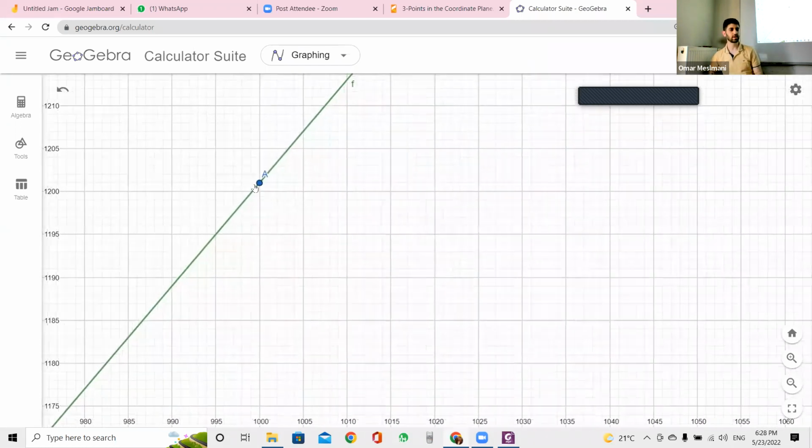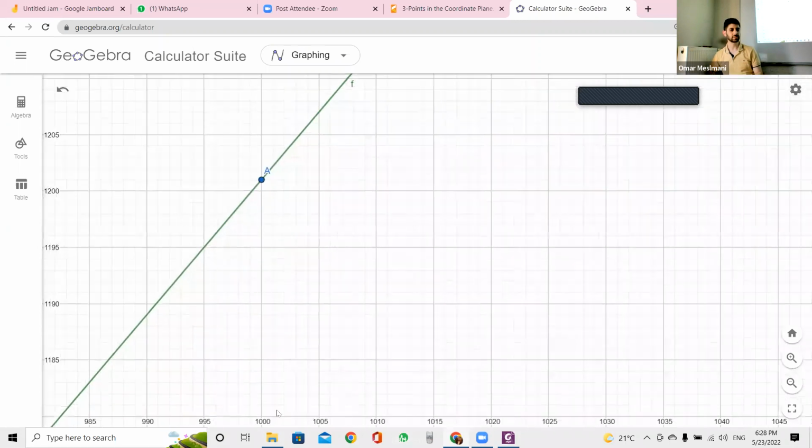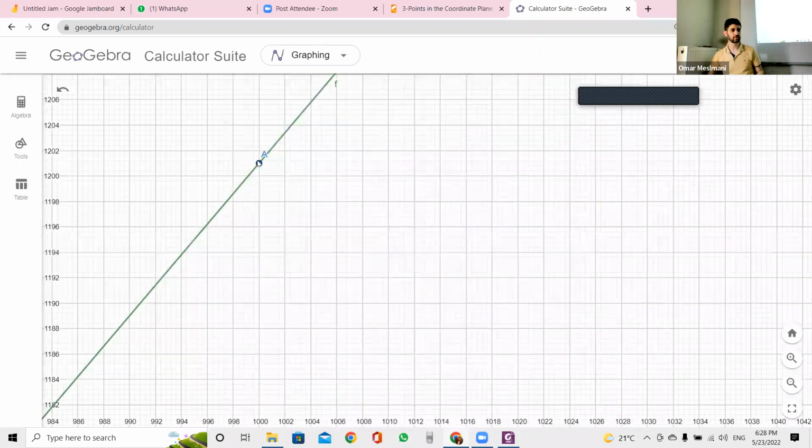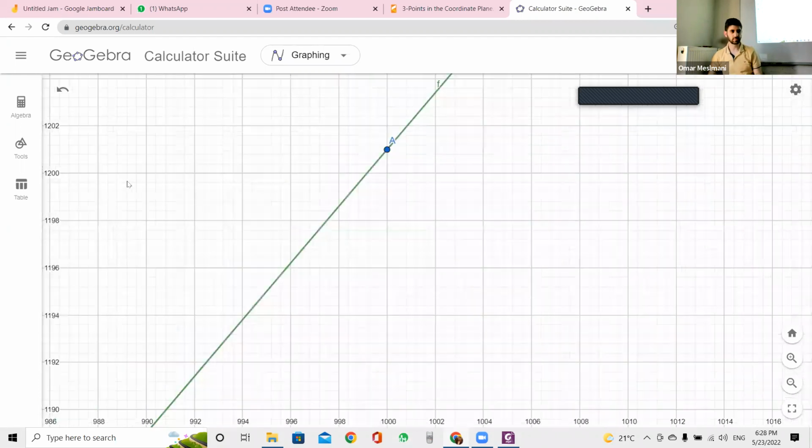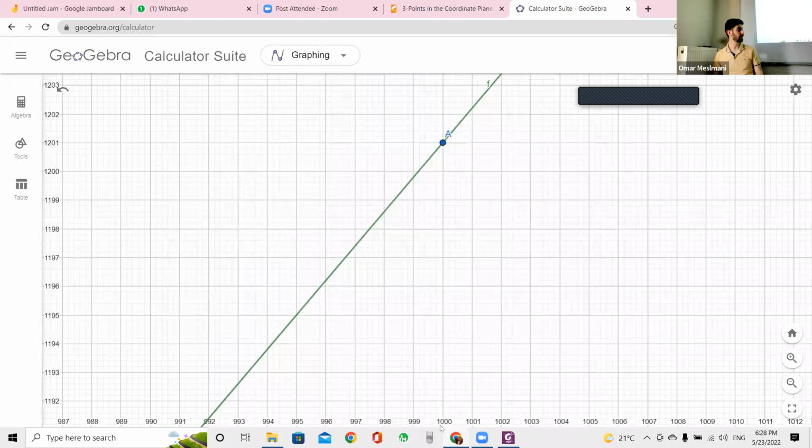So this is the point that we have. It is exactly on 1,000 and 1,201 even. If I zoomed in some more, I could see it. You see, it's on 1,000 on X, and it's on the 1,201 on the Y.